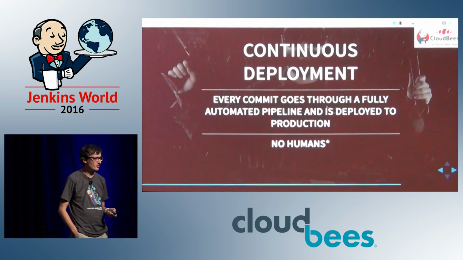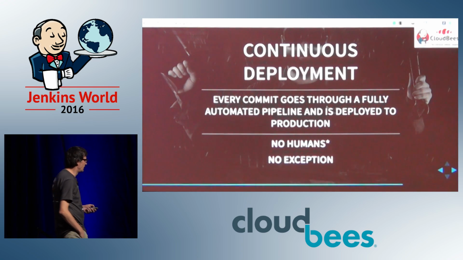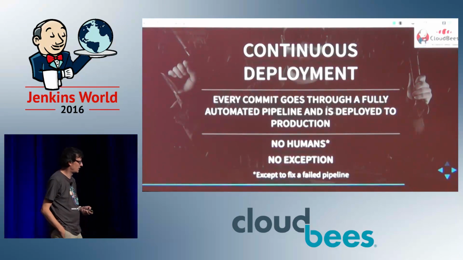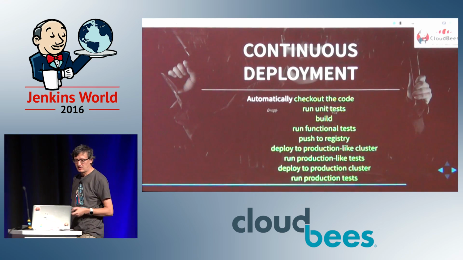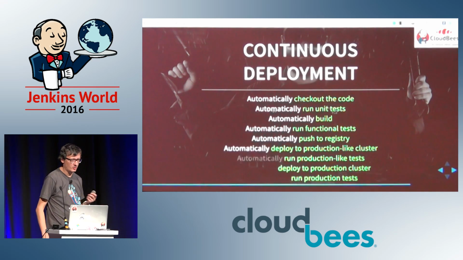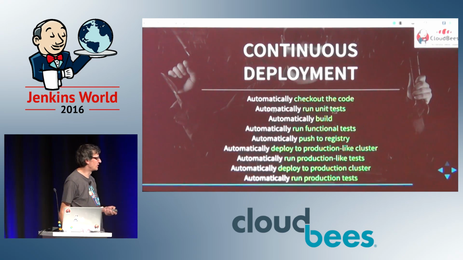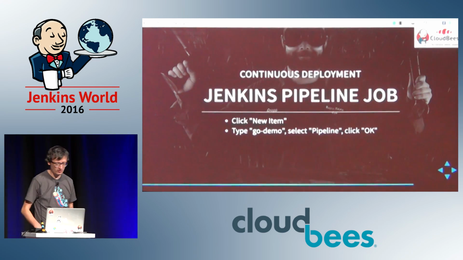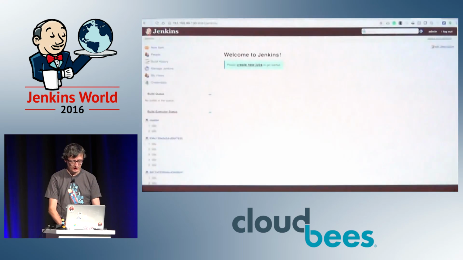Continuous deployment means no humans, none of you, doing any manual actions, right? And there is no exception to that rule except when something goes wrong. So that means automatic. Everything that I spoke about, all the steps that I spoke about before, they should be fully automatic. So let's create a Jenkins pipeline job that will do all that for us.